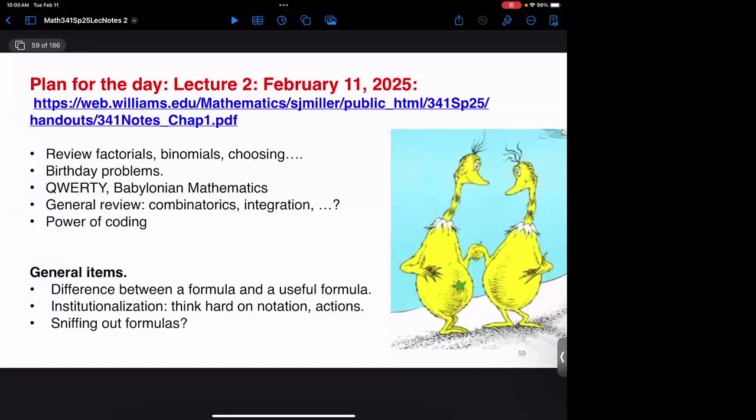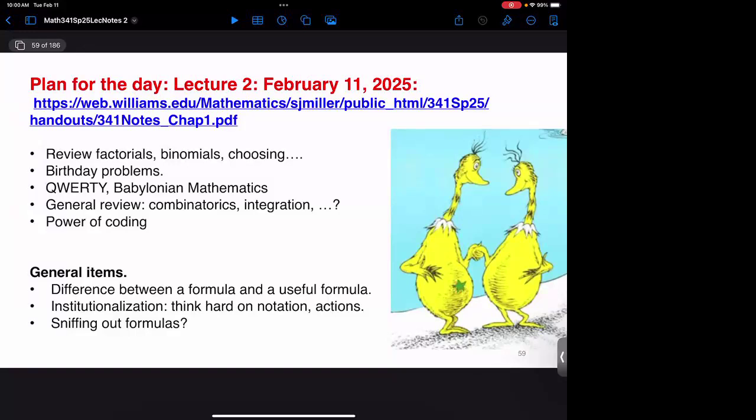And then I want you to think very hard whenever you're introducing some notation. Is this good notation? What does it emphasize? Is it easy to read? Is it easy to look at and understand what you're doing? This is especially important when you're choosing names of variables. You want to be able to follow the arguments without too much trouble. If there's time today, I want to talk a little bit about sniffing out formulas.